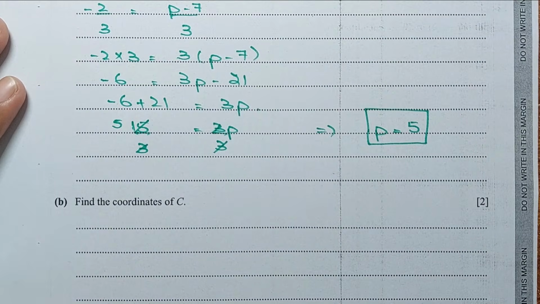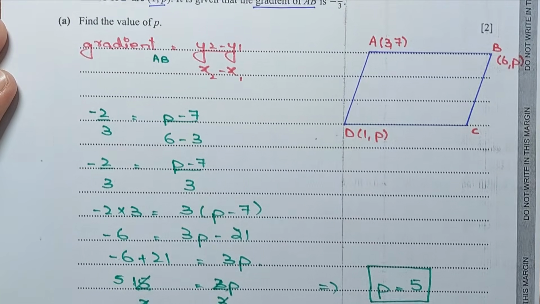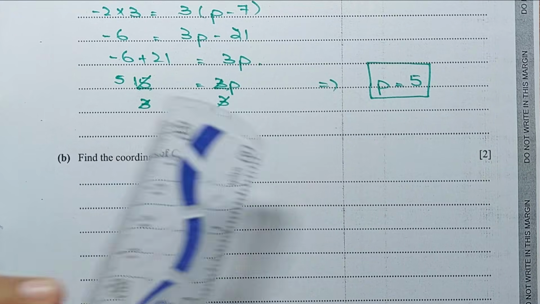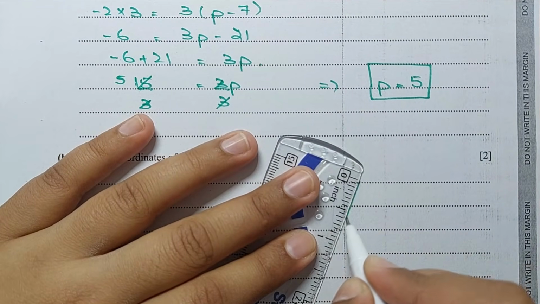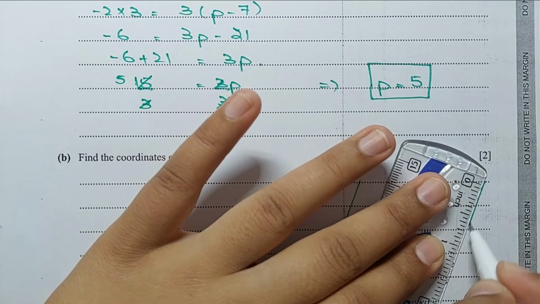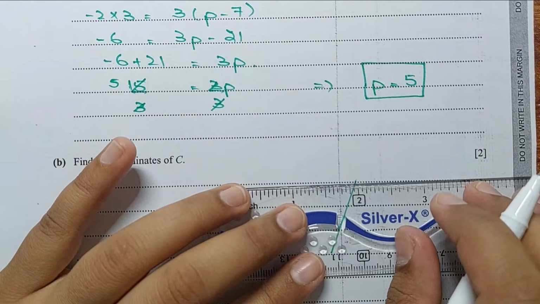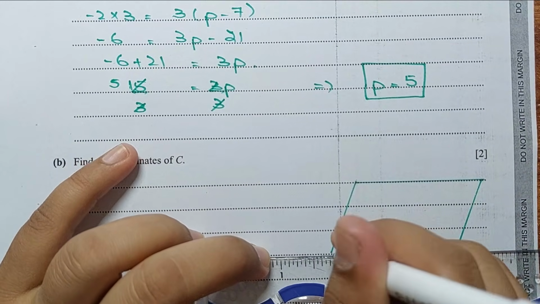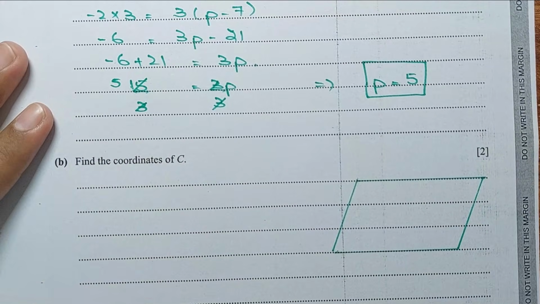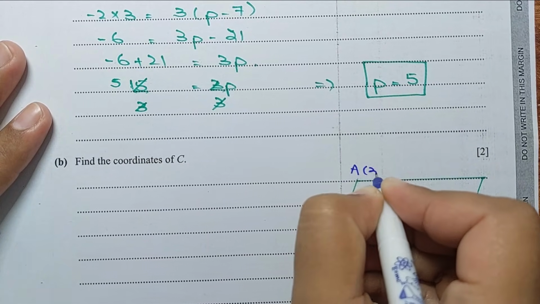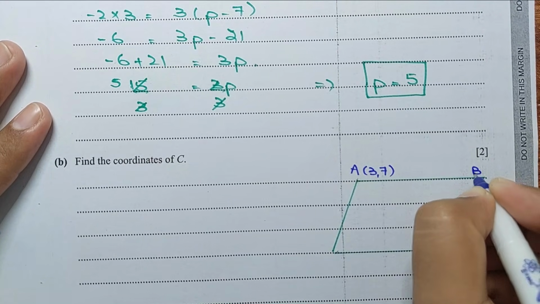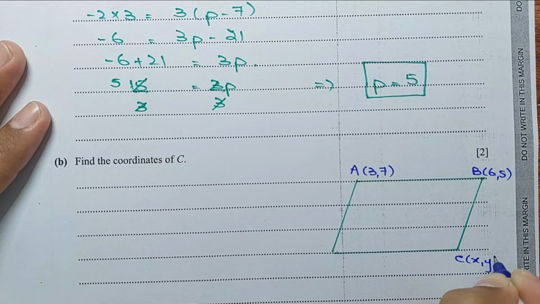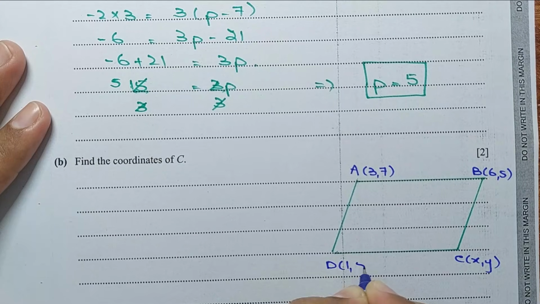Moving to part B, find the coordinates of C. Okay, so we need to figure out the C coordinates. If I can draw the parallelogram again. As we know, in a parallelogram, opposite sides are parallel. Now write down the coordinates as well. A coordinates are 3, 7. B coordinates are 6 and 5. C coordinates are x, y. And the D coordinates are 1 and 5.